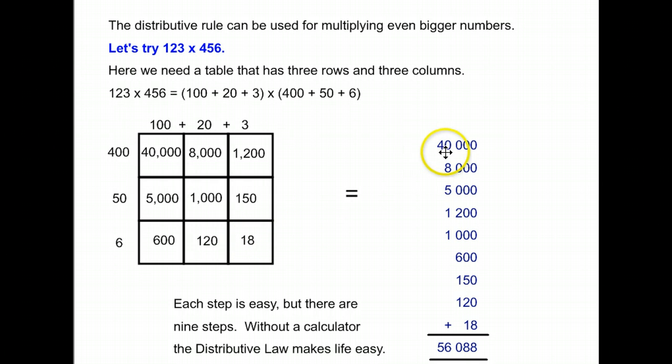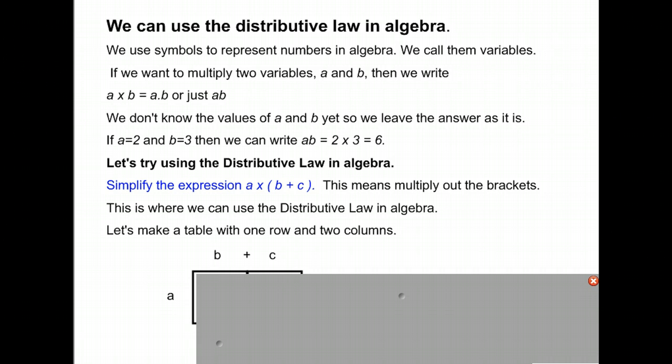So all the numbers that are in the table, we add them together and we get 56,088. Each step is easy, but there are 9 steps. Without a calculator though, the distributive law makes life easy for us. It takes a bit of time, but it's not difficult.